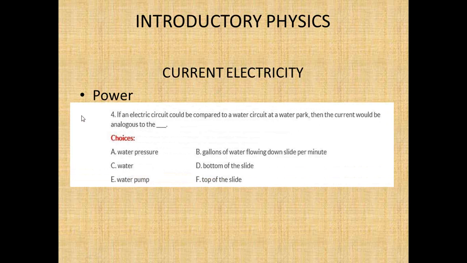All right, so if an electric circuit could be compared to a circuit at a water park, then the current would be analogous to the gallons of water flowing per minute. That is, by definition, what the current is.